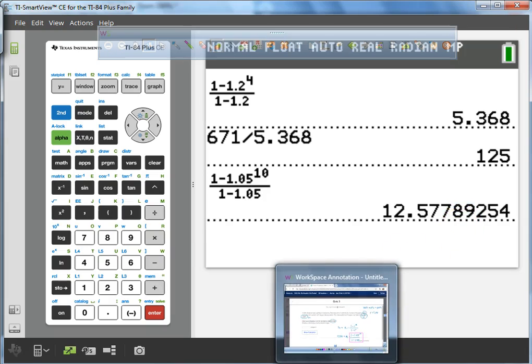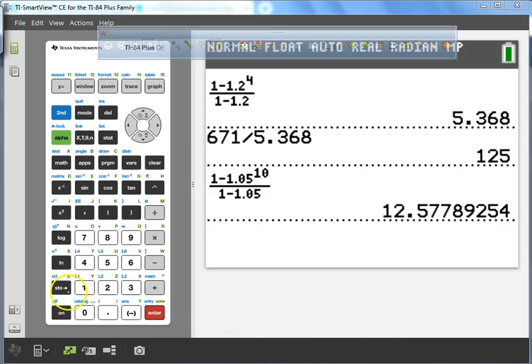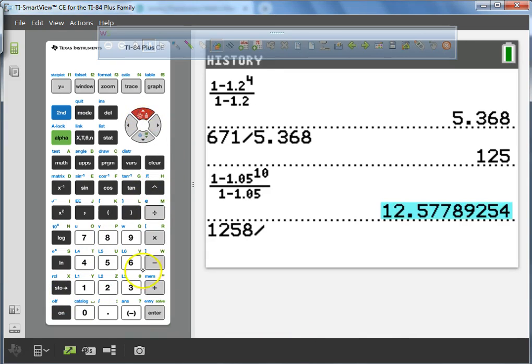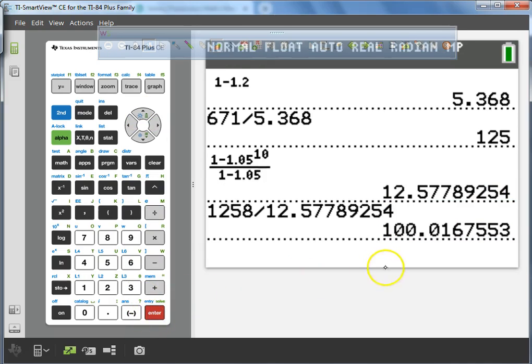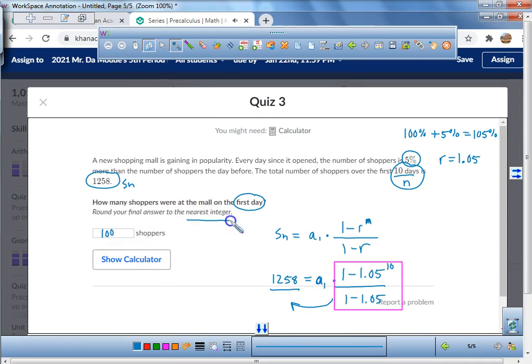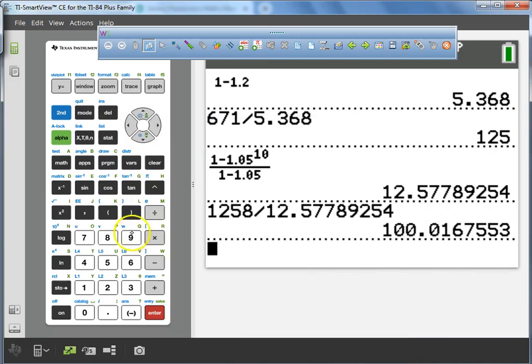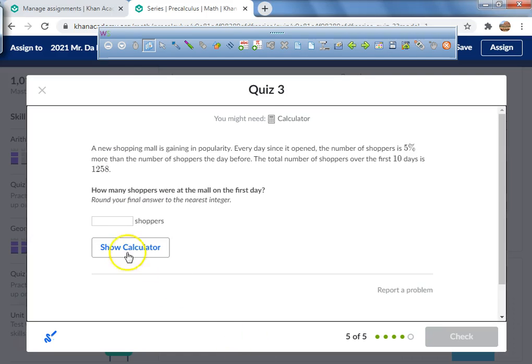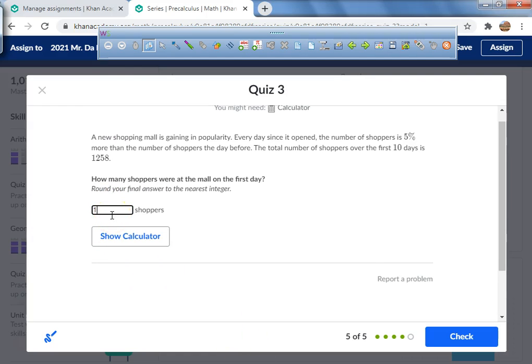So once I get that, what am I doing? 1258 divided by this guy. And it rounds to basically 100. So when I divide both sides by whatever that is, I get 100 shoppers. It says rounded to the nearest integer, so I'm going to start with 100. All right, and that's it. That's how you get 100.